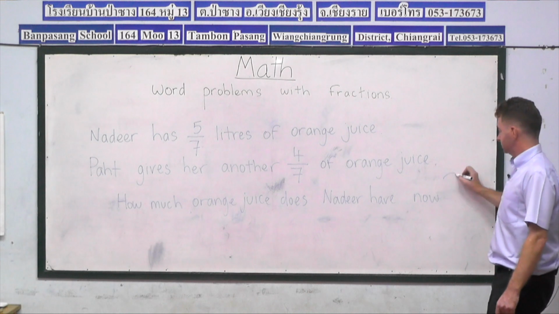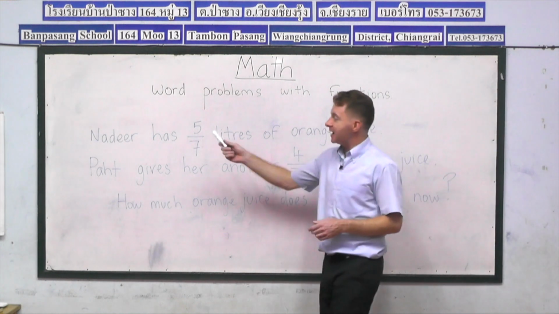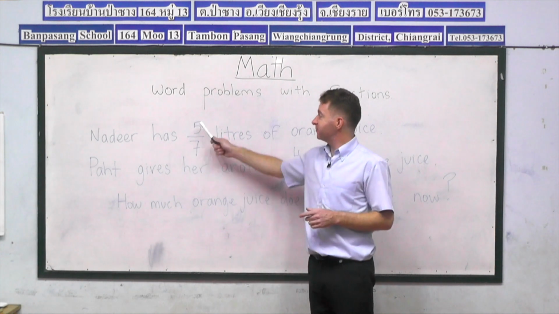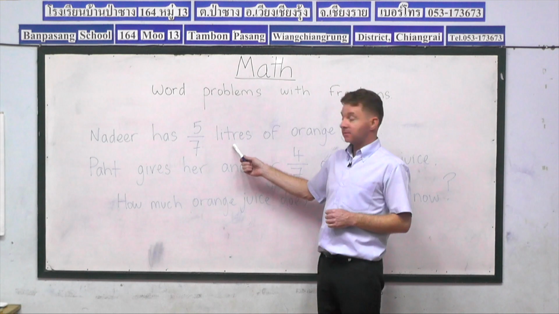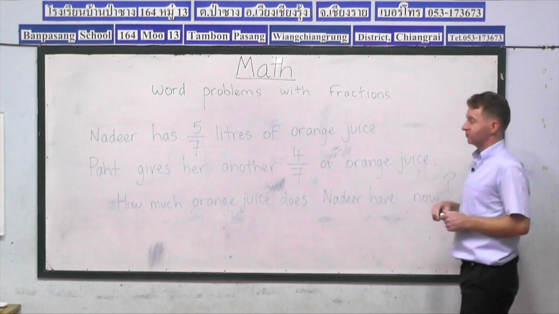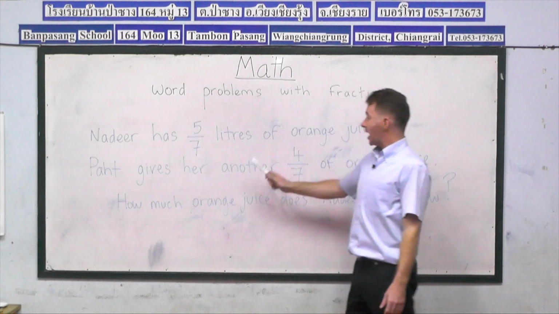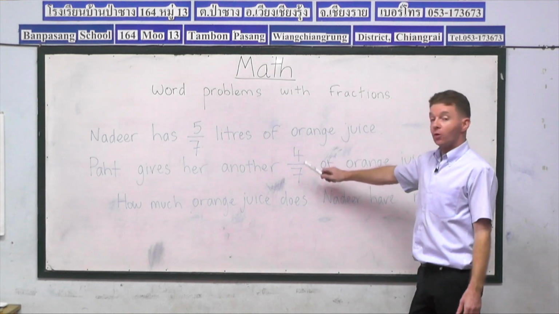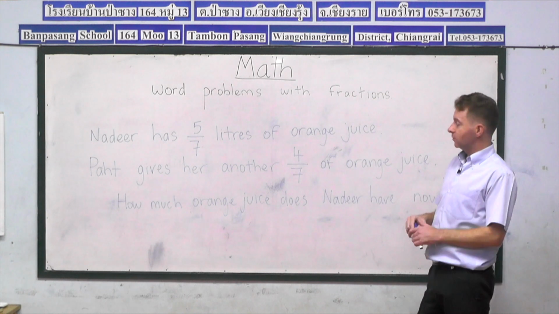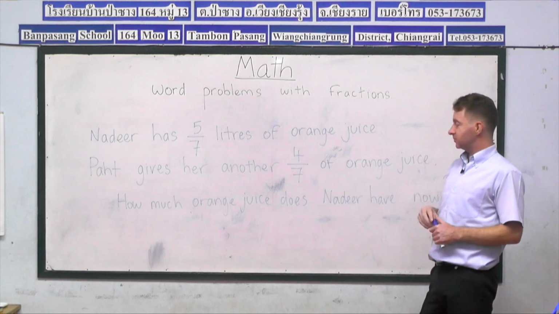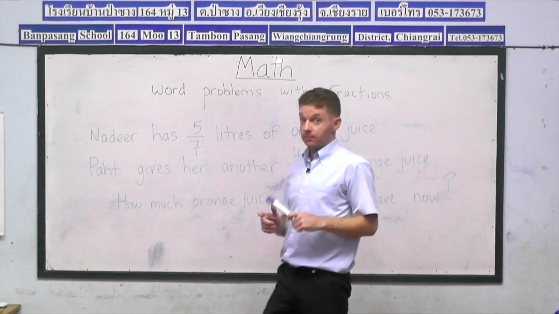Okay, so let's read our word problem together. Nadia has 5/7 of a litre of orange juice. Pat gives her another 4/7 of orange juice. How much orange juice does Nadia have now?